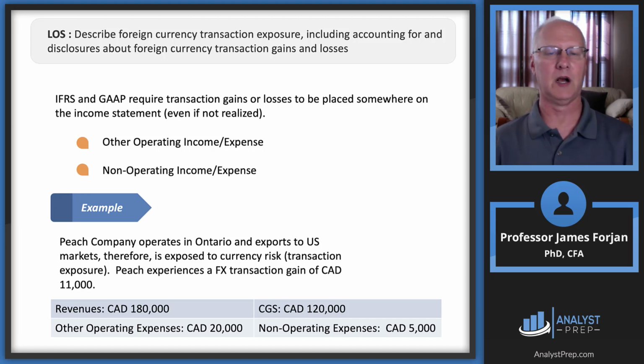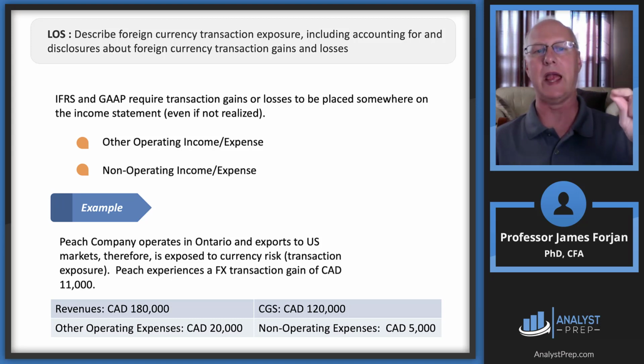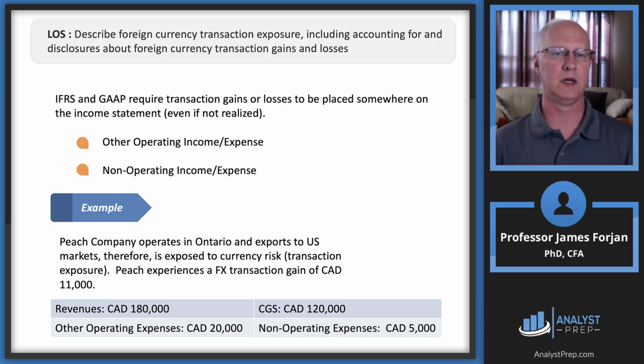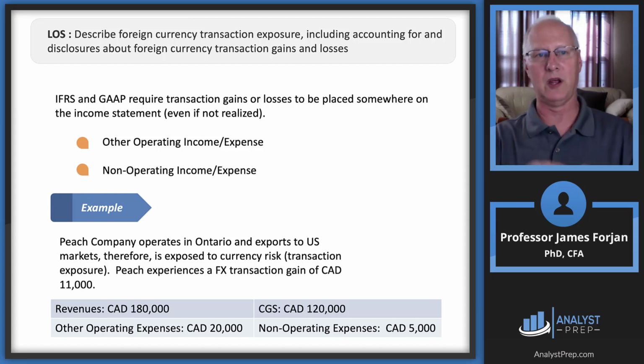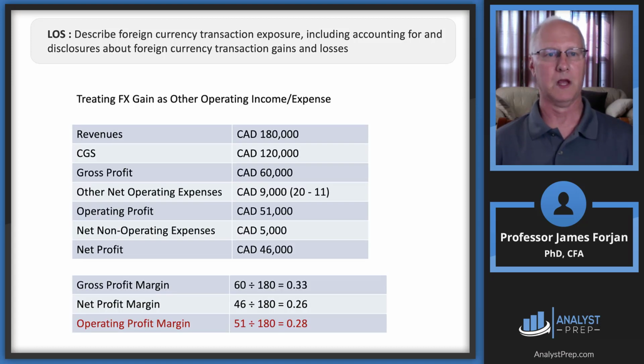So the question then becomes, let's put together an income statement when we throw that 11,000 Canadian dollar gain in the other operating income, or if we throw it in the non-operating income, and let's see what happens. In particular, let's see what happens to a couple of important ratios. You get the sense here, in this example, we're thinking like a financial analyst. All right, let's treat this foreign exchange gain as an other operating income or expense.